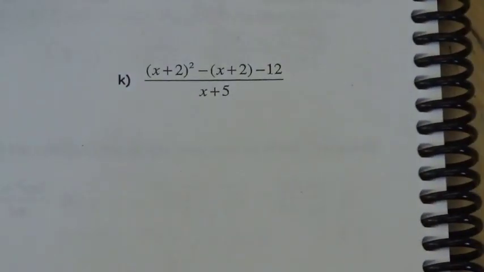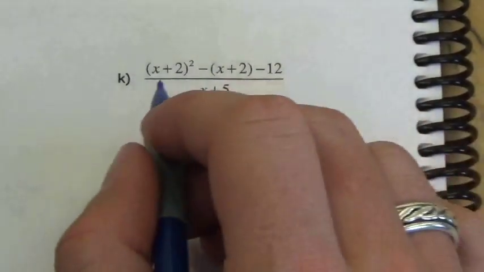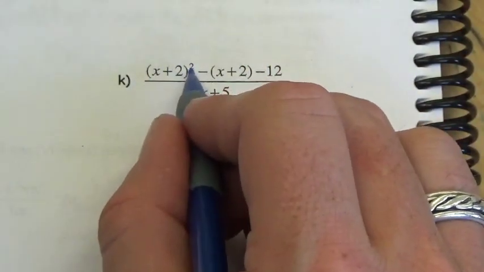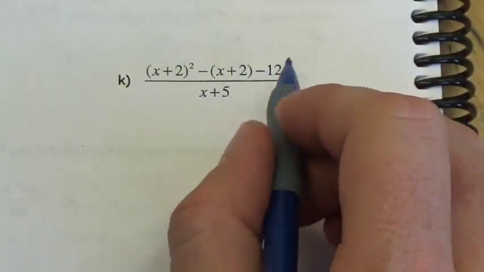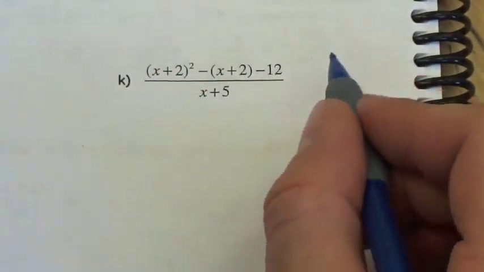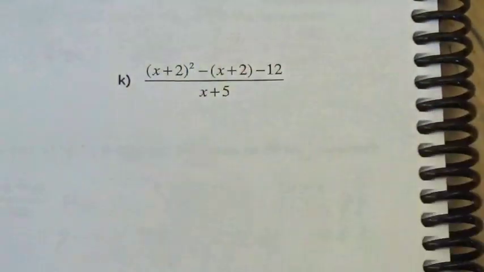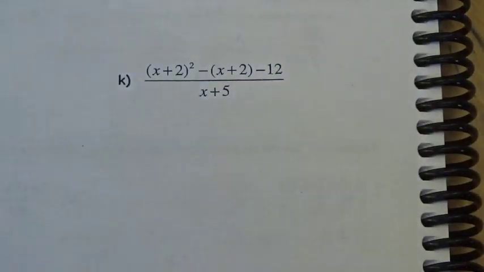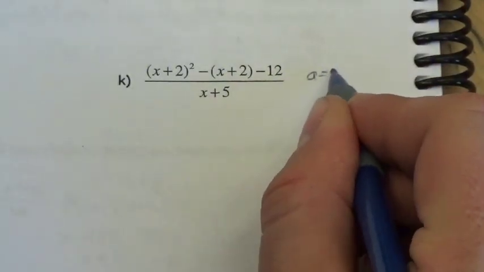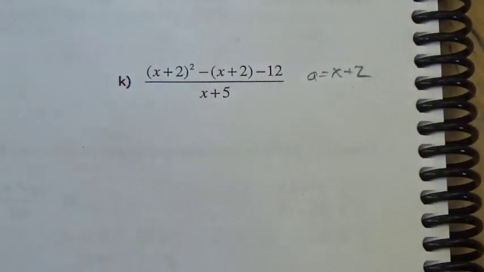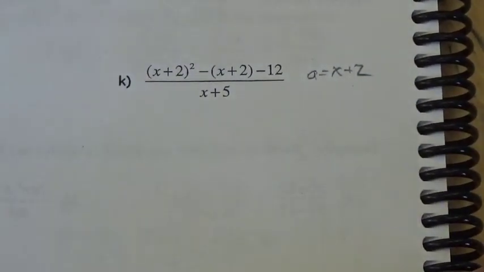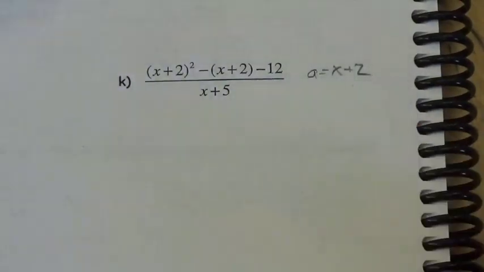Okay, last question we're going to look at here. Notice that what they've done is we've got this (x + 2)² − (x + 2) − 12. This is in the form of a quadratic. I don't know what x is, so as a result, I don't know what x plus 2 is. You might as well call it a. That whole thing is just as unknown as x.